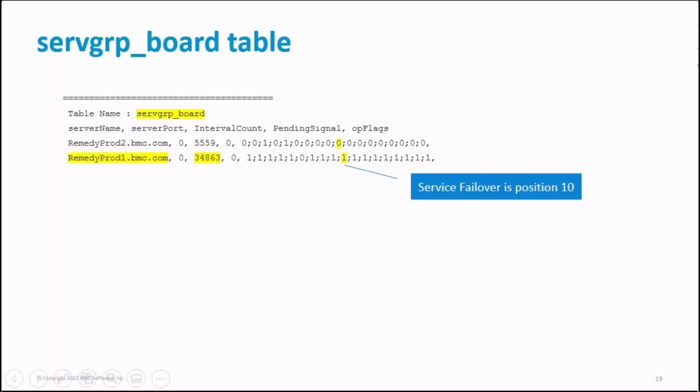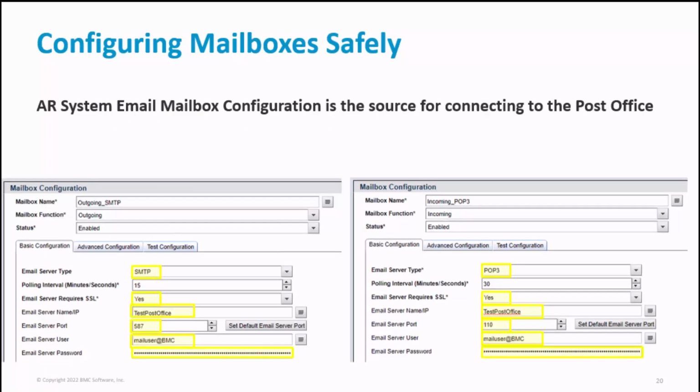So I hope you can see now the value of periodically running this new test utility and validating the configurations for high availability. Now I want to change focus and look at mailbox configurations.